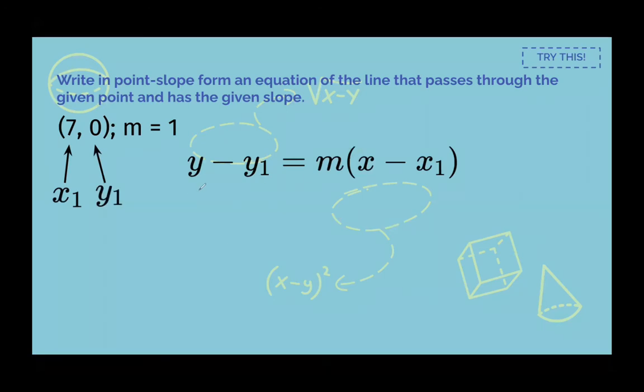So we have y minus y1, which would just be 0, equals your slope, or m, which is 1, times x minus x1, which would just be 7. And now that you have all your values plugged in, you can see that it adheres to point-slope form. So this is your final equation.